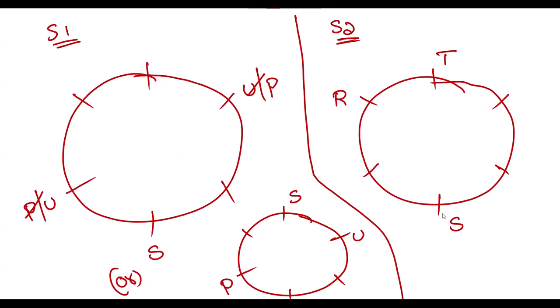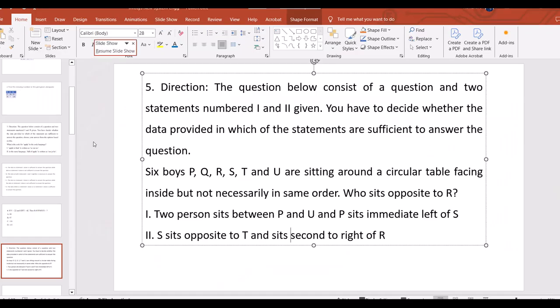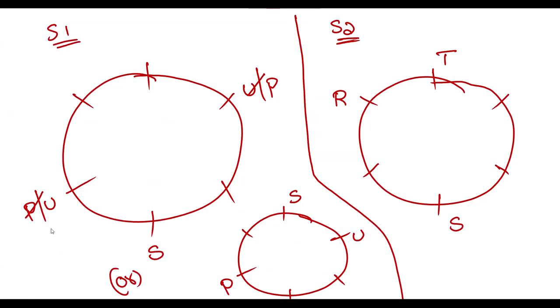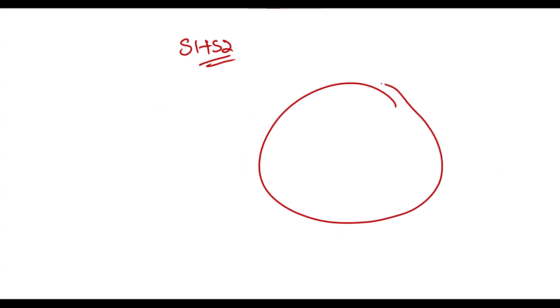Combining both, this is already available. Now we require U and P. They're asking who is opposite to R. So now if we want to put U here, U is immediate left of S is not possible. We are going for together. When we go for together, we'll get a definite answer. Both together we'll get only one arrangement.